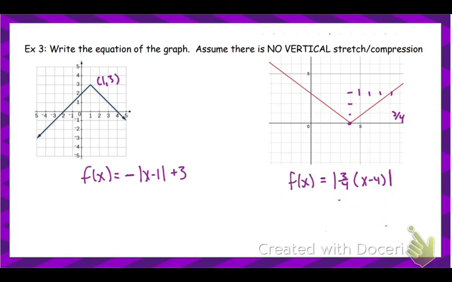Now, if you wanted to, you could write this as the absolute value of 3/4 x minus 3. Okay, that would work. Either of those is okay. They would both give you a correct answer. It's a matter of whatever preference you have. Again, there is no vertical stretch, no vertical shift here, so we don't need to put anything over there on that side. So either of those equations is correct in this case.